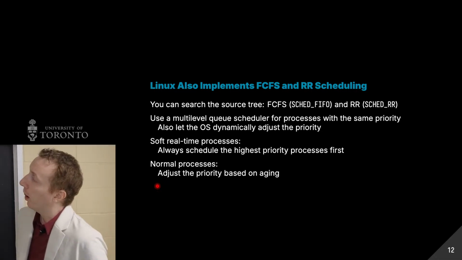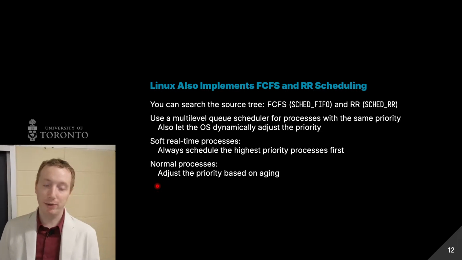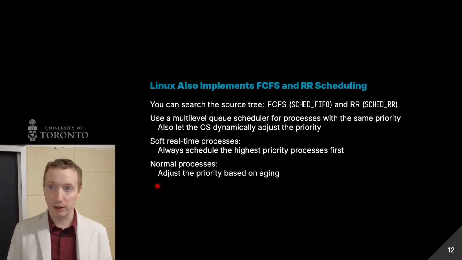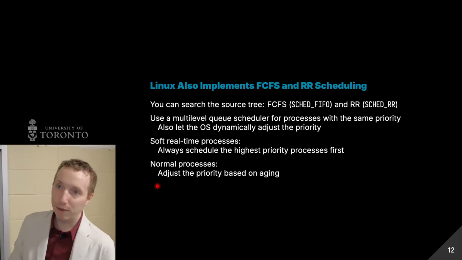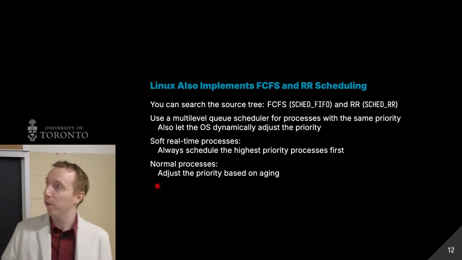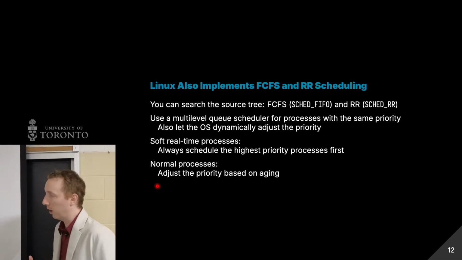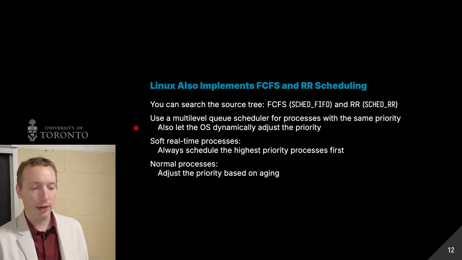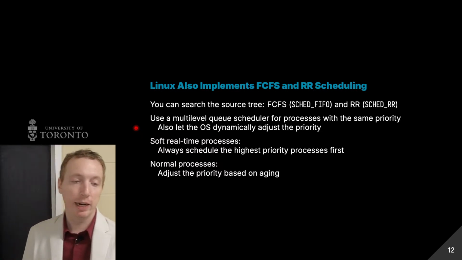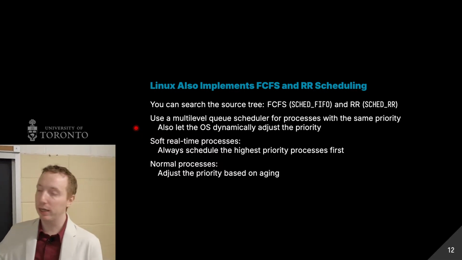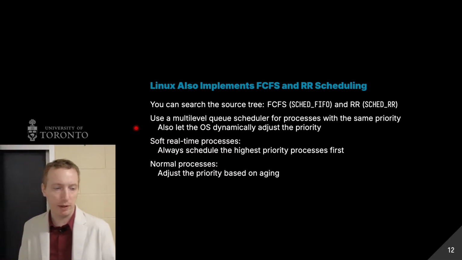So Linux actually implements first come, first serve and round robin scheduling. If you are crazy enough to search the Linux source code, if you search for SCHED_FIFO or SCHED_RR, those are first come, first serve and round robin. They just call it FIFO or RR. And what they do is they might use a multi-level queue for scheduling processes of the same priority and let the OS dynamically adjust the priority if something hasn't executed for a long time.